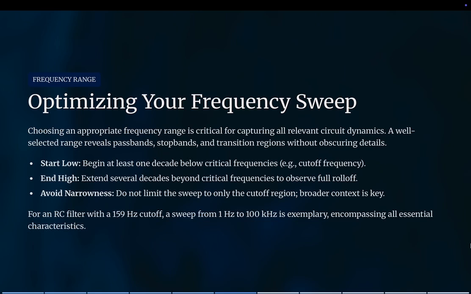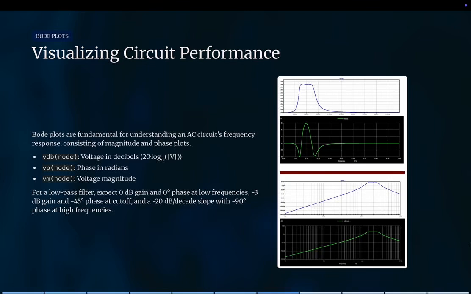Let's see this in practice with our RC filter. As you can see in the netlist here, this is the resulting Bode plot. The theoretical cutoff frequency is 159 Hz. Our sweep from 1 Hz to 100 kHz captures the flat passband below 100 Hz, the transition around 160 Hz, and the minus 20 dB per decade roll-off extending to high frequencies. This complete picture is essential for understanding your circuit's behavior.